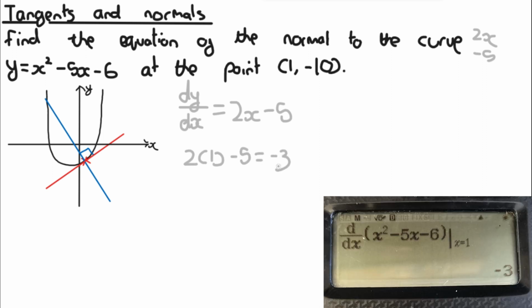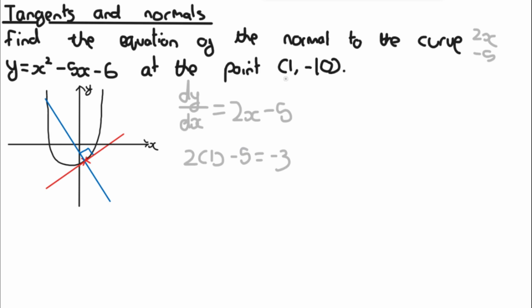And again, you can use the calculator using the d over dx function by putting this in, and then putting x equal to 1, and it also gives the value of minus 3 to check. And now we have a point. This is the gradient of the tangent, minus 3, and we need to find the gradient of the normal, so it's going to be the negative reciprocal. The negative is going to go away, so it's going to be 1 over 3.